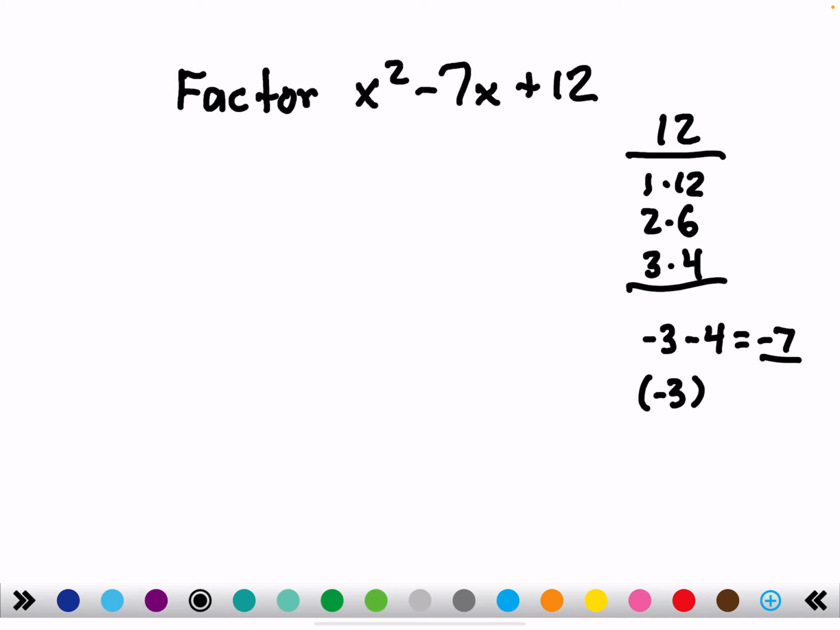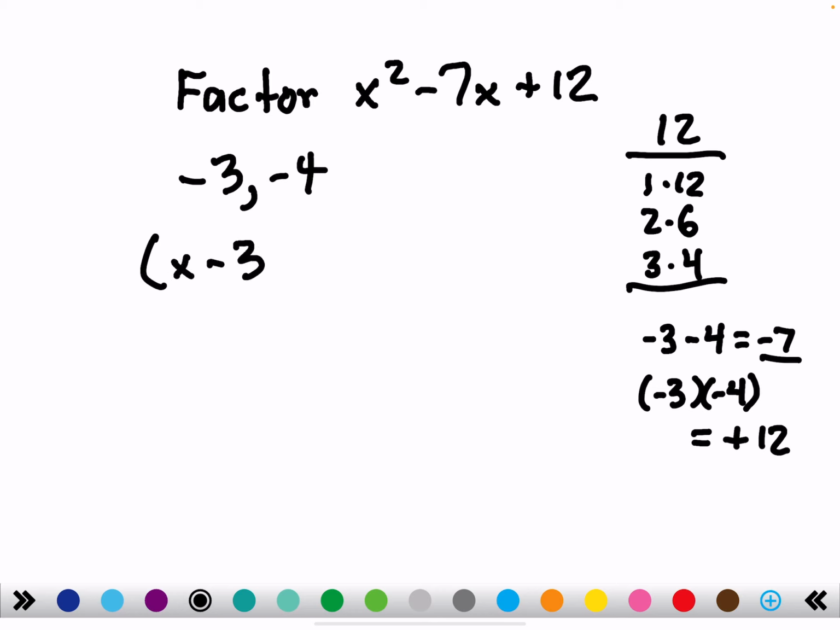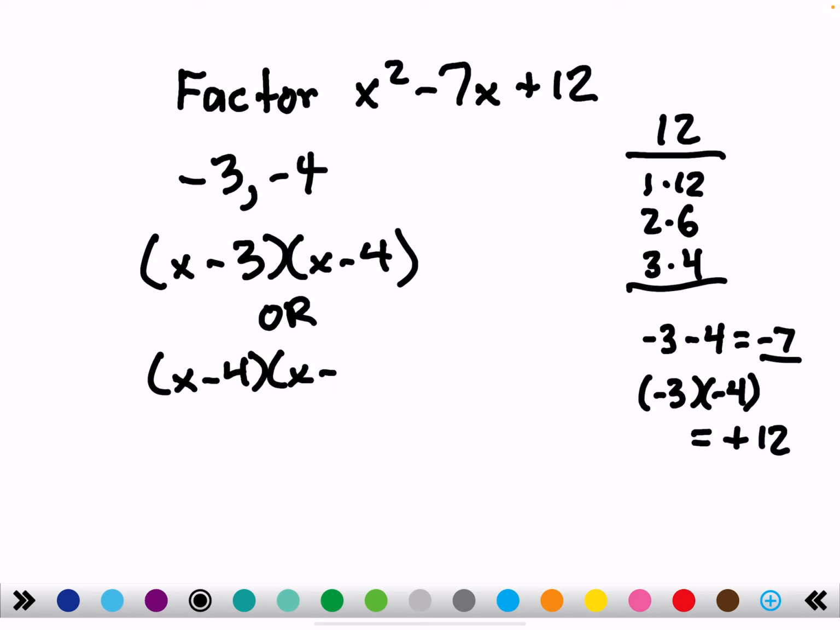Now think about this. What is -3 times -4? That is +12, because a negative number times another negative number is a positive number. So these are it. So the numbers are -3 and -4. And we can write this as x minus 3 times x minus 4, or x minus 4 times x minus 3.